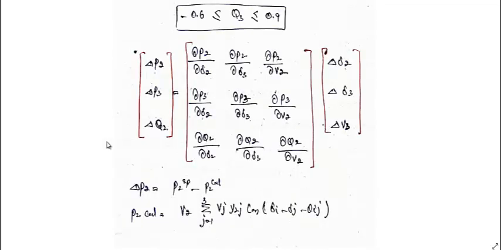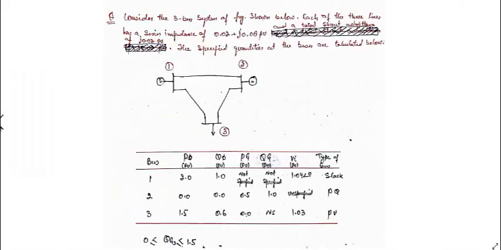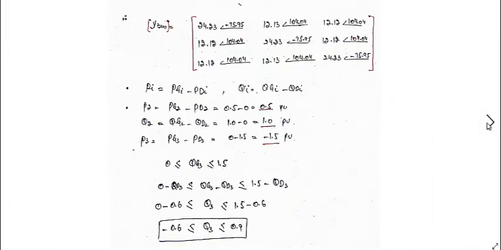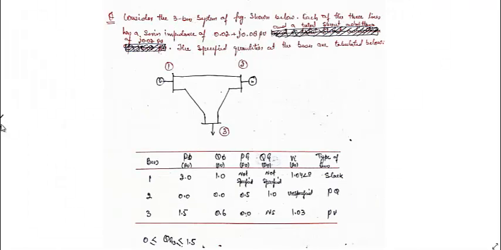Let's now continue. For this case, from this data, bus number first is the slack bus, bus number second is the PQ bus, and bus number third is the PV bus. So in this case, we'll first decide how many variables are there. We have the variables delta 2, delta 3, and V2.